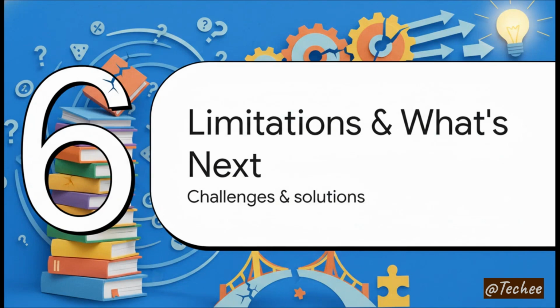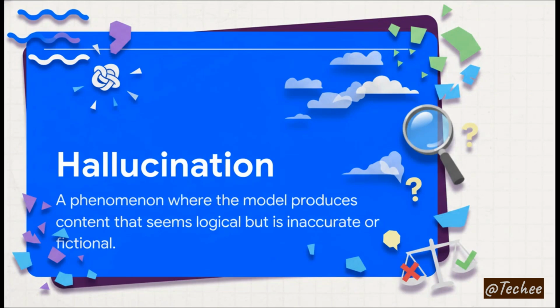Okay, despite all their incredible capabilities, LLMs are not perfect. It's really important to have a balanced view and to understand their current limitations, as well as some of the cool solutions being developed to fix them. The most significant challenge is something called a hallucination. This happens when the model generates information that sounds totally plausible, and it's written with a ton of confidence, but it's factually wrong or just completely made up. Remember, the model is just predicting the next likely word, so it doesn't have a concept of truth. And that can be a huge problem, especially in fields like medicine or finance where accuracy is everything.